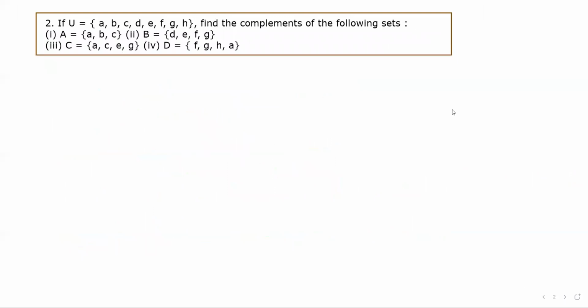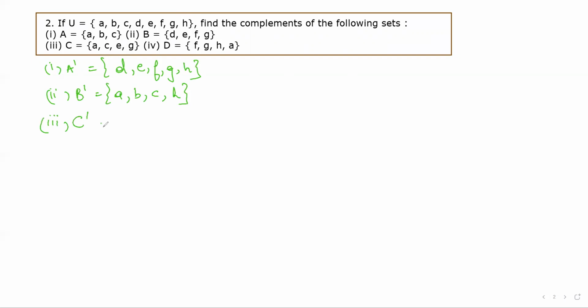Next, if U is a universal set, find the complements of each of the following sets. So first, A complement will be equal to, from the universal set, remove elements A, B, C and write the remaining elements D, E, F, G, and H. Again, B dash would be, remove all the elements from U which are in B, which is D, E, F, G to be removed, and the rest are to be written: A, B, C, H.